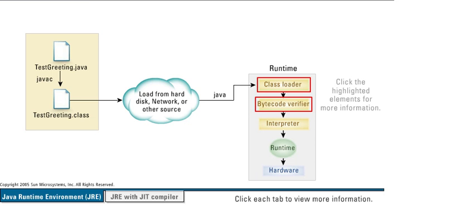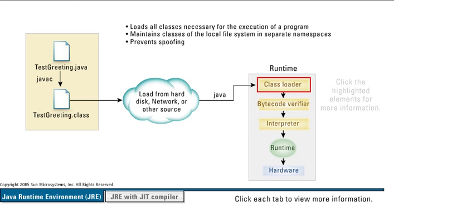So as you can see, our Java virtual machine on the right-hand side has many pieces to it. One of those pieces is the class loader. The class loader is responsible for loading our .class files. It can load class files from the local hard drive, from a network resource, and even over the internet. If you click on the class loader link, you'll see some more information about it.